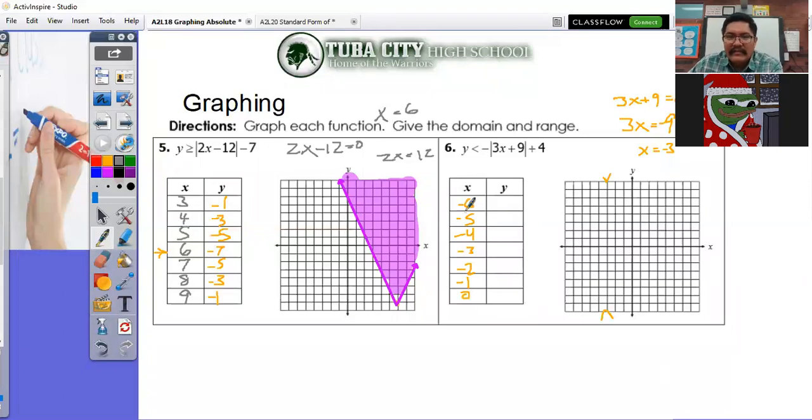So let's go ahead and plug in -6 for x, starting with -6. Now again, there is a negative, so this means that whatever comes out of this absolute value sign is going to become negative. All right, so 3 times -6 is -18. -18 plus 9 is -9, but the absolute value of -9 is +9. But this is going to turn it negative. So -9 plus 4 is -5.